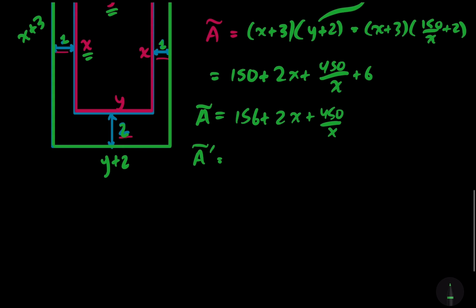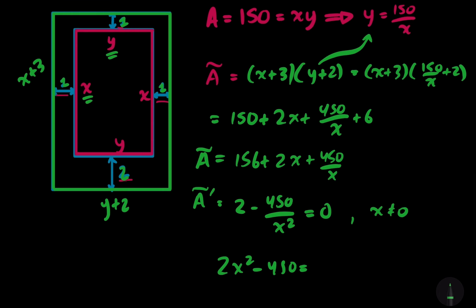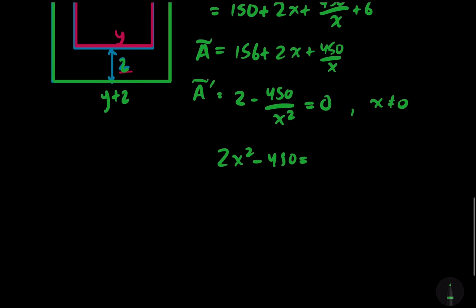We'll end up with 2 minus 450 over x squared, right? And we can set this equal to 0. We're going to assume that x is not equal to 0, obviously. And then we can multiply everything by x squared to end up with 2x squared minus 450 is equal to 0. And then we get that 2x squared is equal to 450. And then this tells us right over here that x squared is equal to 225, and therefore x is equal to 15.